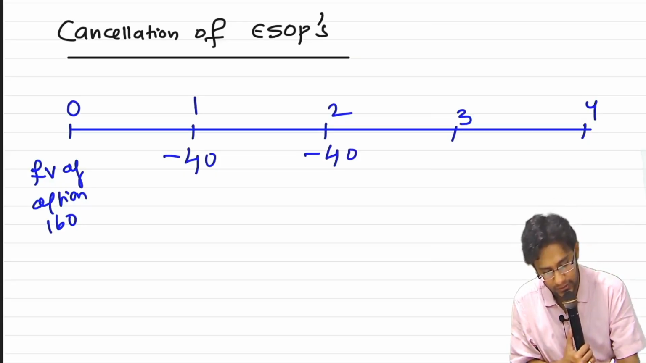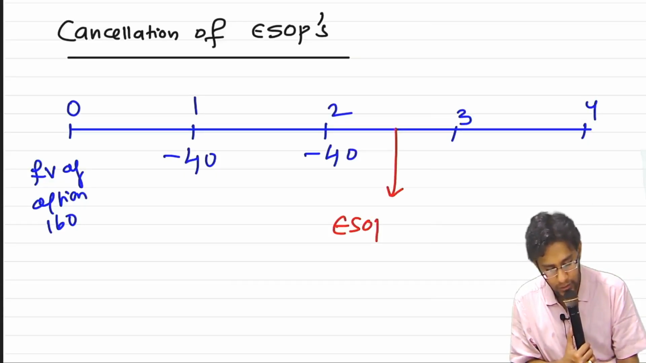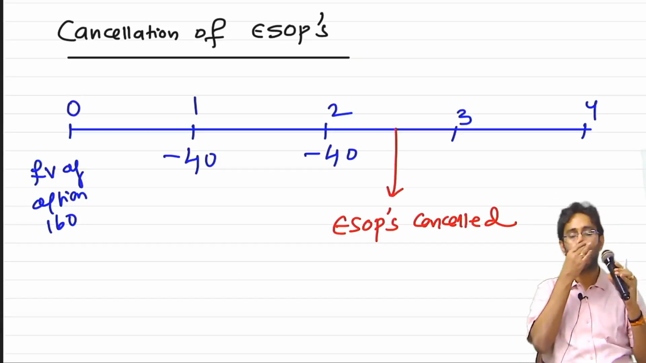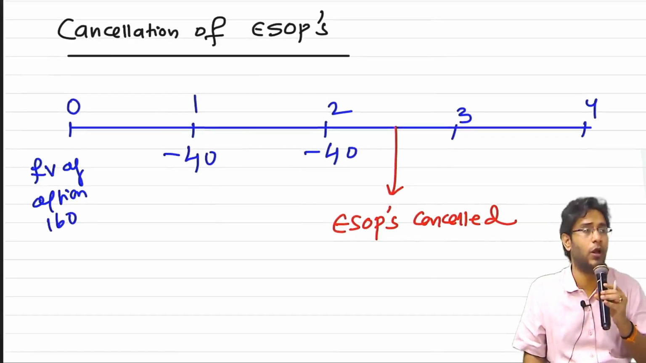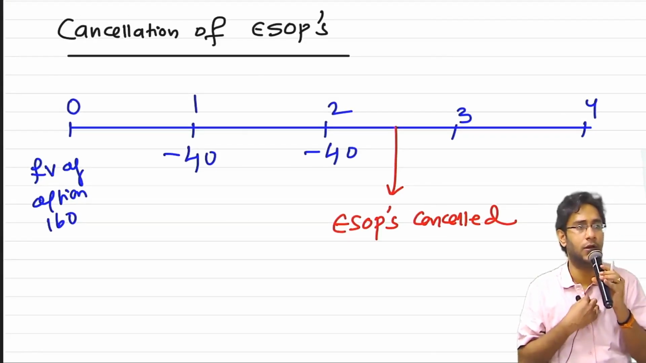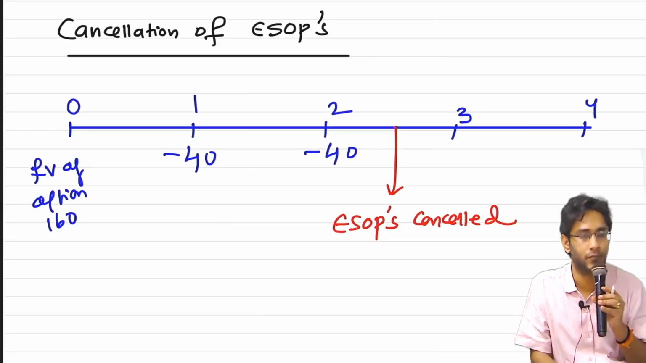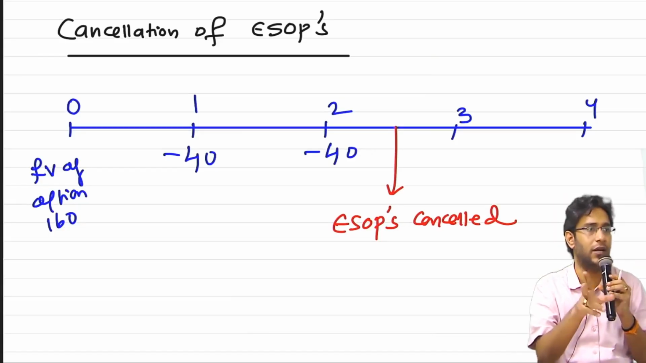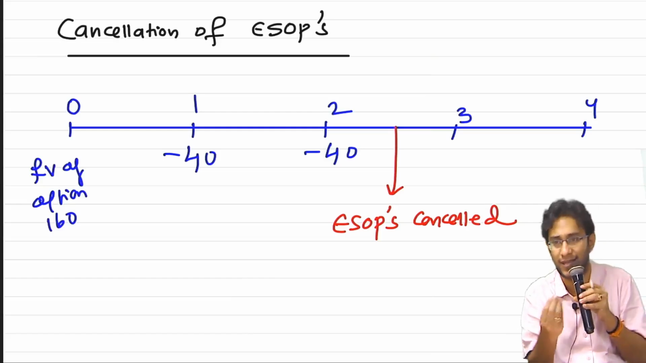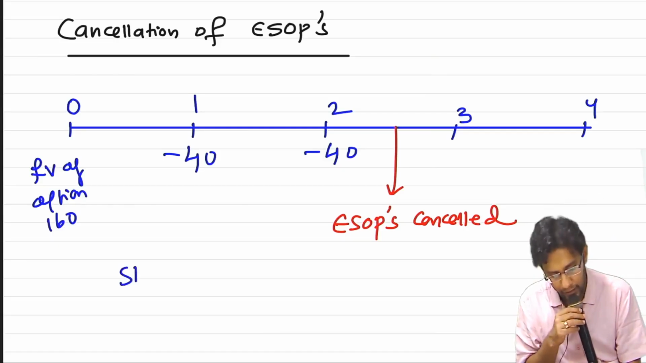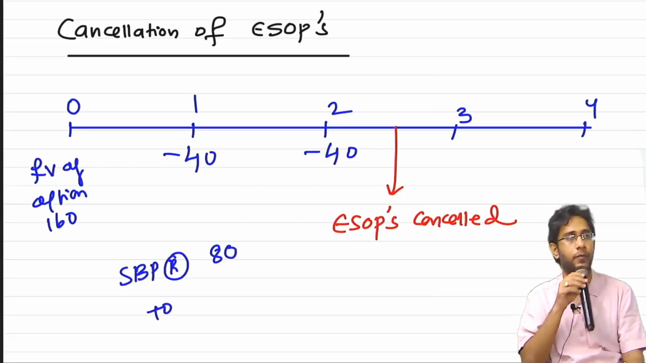Meanwhile, what happened is that the ESOPs are cancelled. The company killed the ESOPs. You tell me, sir, ultimately, are the options existing or not existing? Not existing. So what should I do? What is common sense telling? First year 40 created, second year 40 created, total SBP reserve is 80. But options are gone now. What should I do? Ideally, the SBP reserve should be cancelled. 80. Credit where?